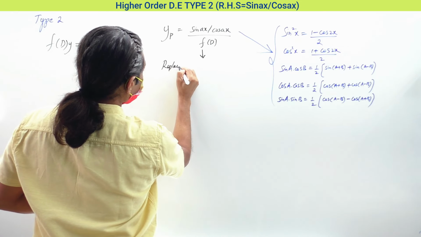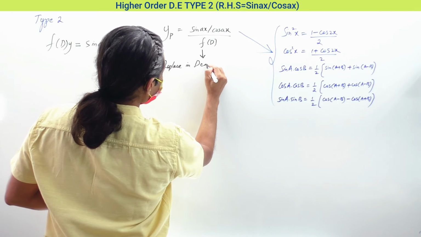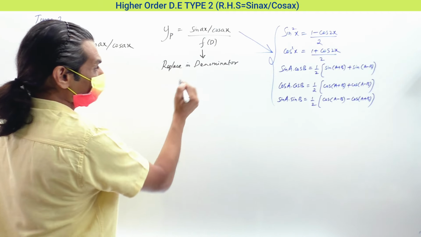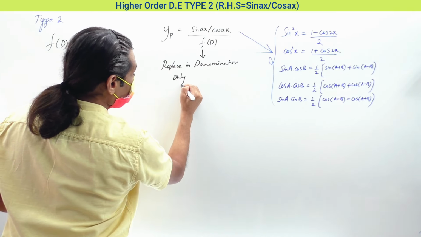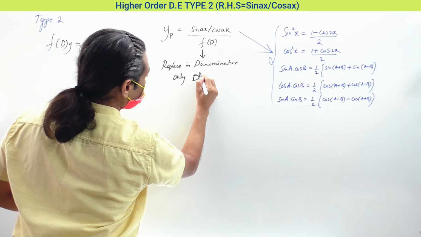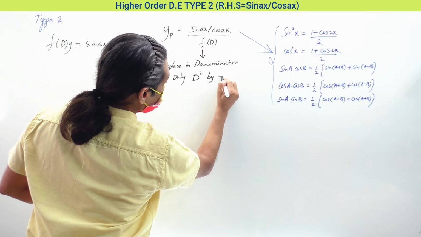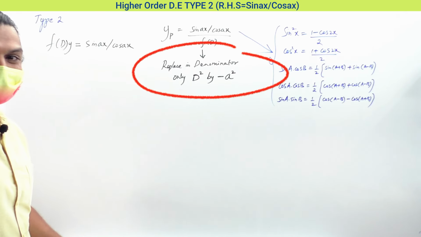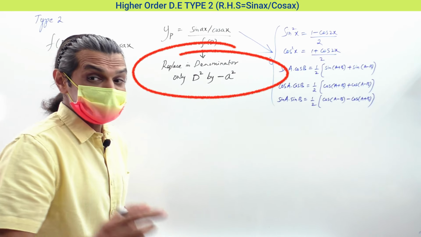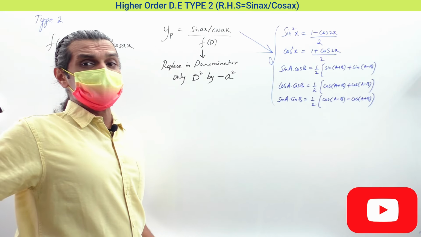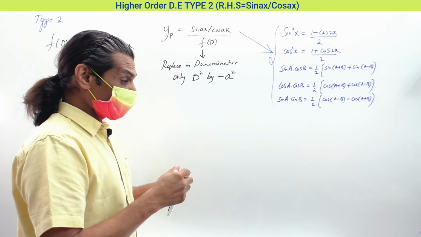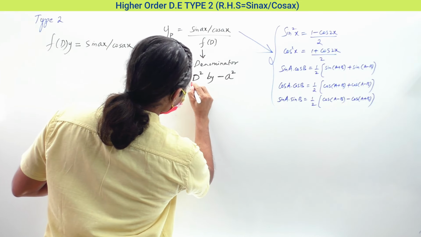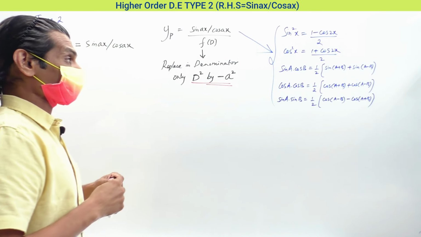Replace in the denominator, listen here, only D square by minus a square. See here the twist. Replace in the denominator only D square. Listen carefully. What? Only D square. I am writing here: only D square by minus a square.